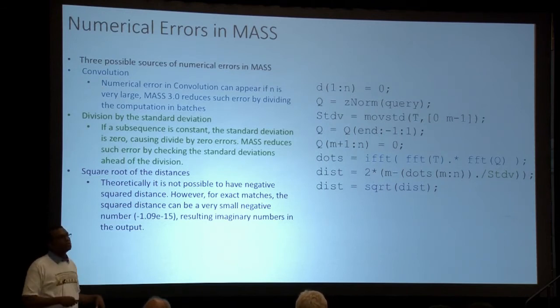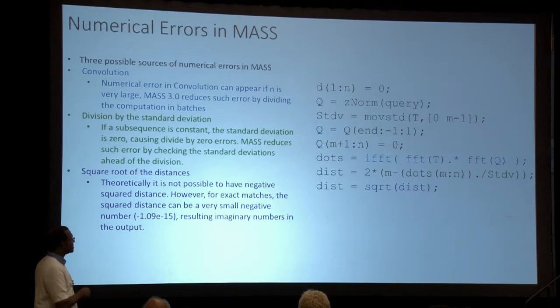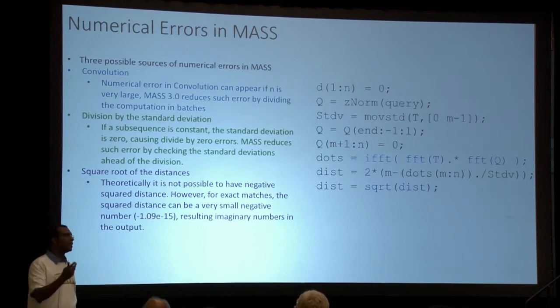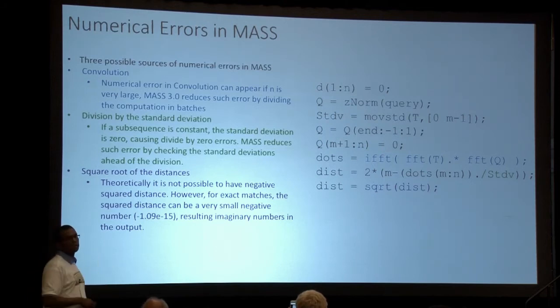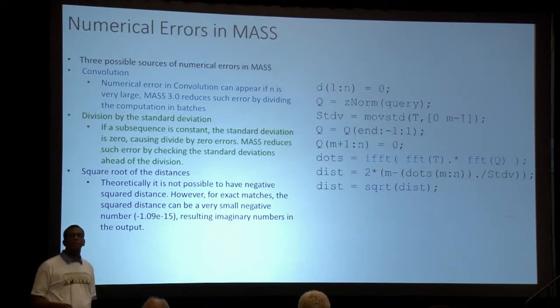So a few things you can do. You can take the absolute values only and solve it. Or you can check before taking the square root if there are any negative numbers. If they are very small, you can convert them to 0 and then take the square root. So these manual checks, by manual I mean explicit checks, should be done in the code so we can process signals with constant segments, exact matches, or longer signals that can have numerical errors.